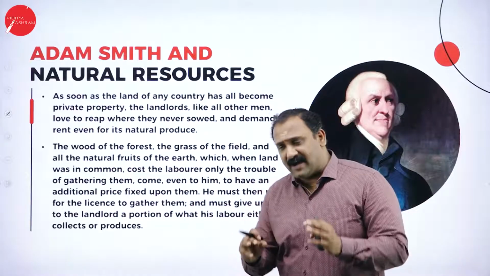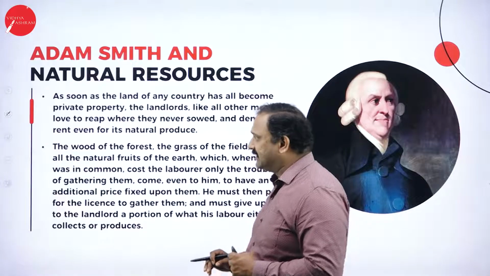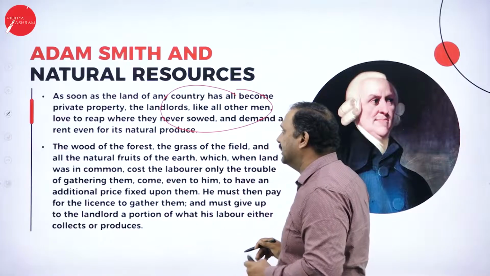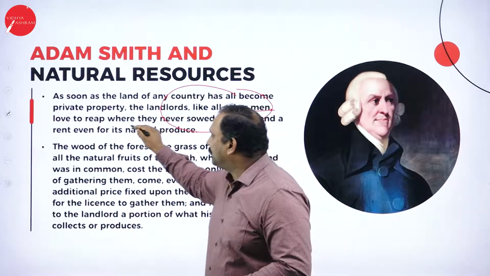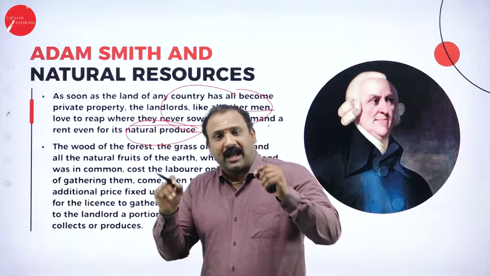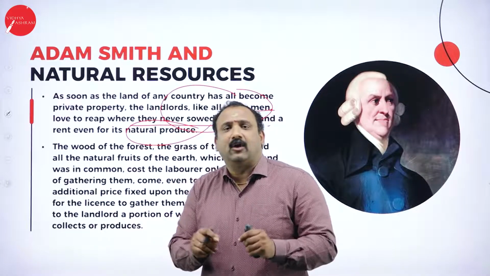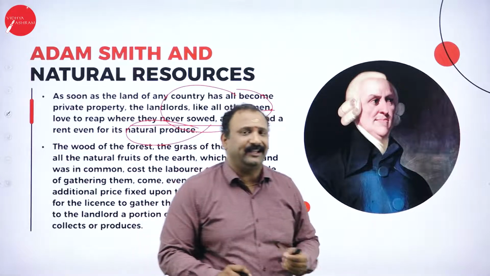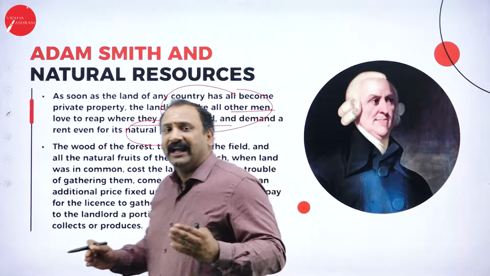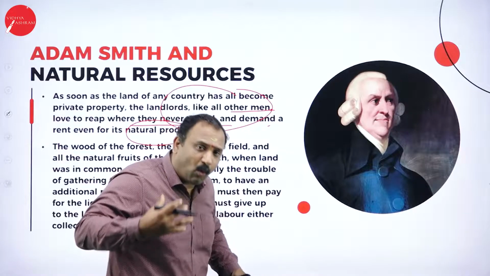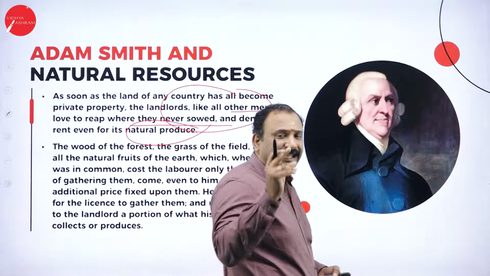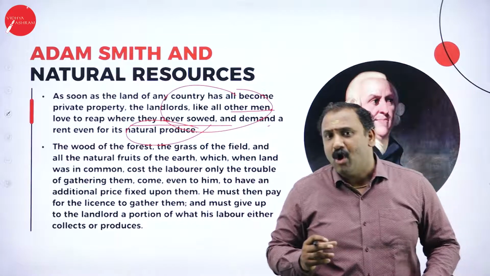Now let's come back to the father of economics, Adam Smith, who had actually said that as soon as the land of any country has become a private property, now look at that statement, the landlords, like other men, love to reap where they have not sowed and they demand a rent for its natural products. What happened after the human economic freedom? Please understand that word very clearly, human economic freedom. When I say that, it means when people came out in terms of understanding, in terms of owning up the property, in terms of owning up the resources on this earth, automatically it became a race, it became a competition of survival.